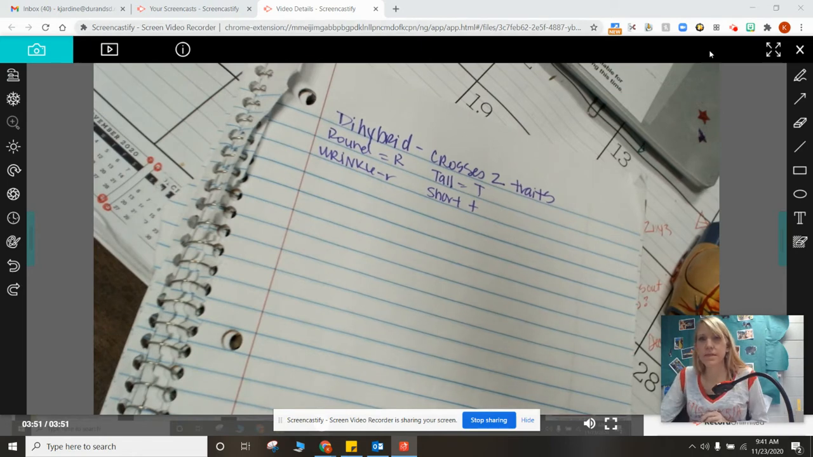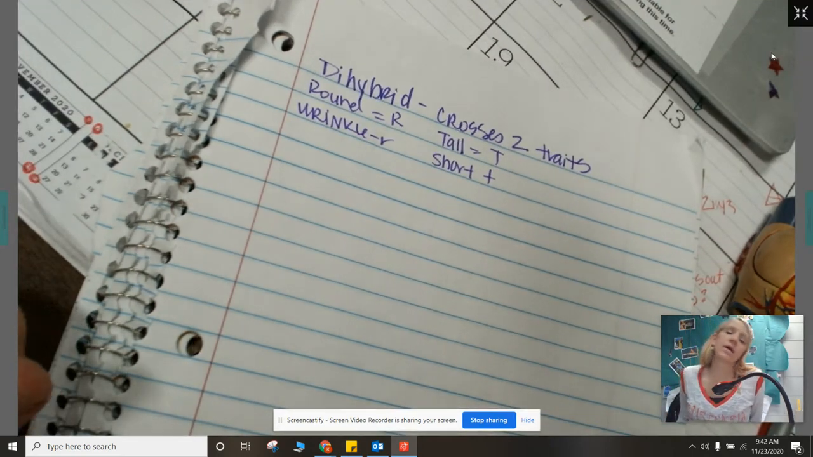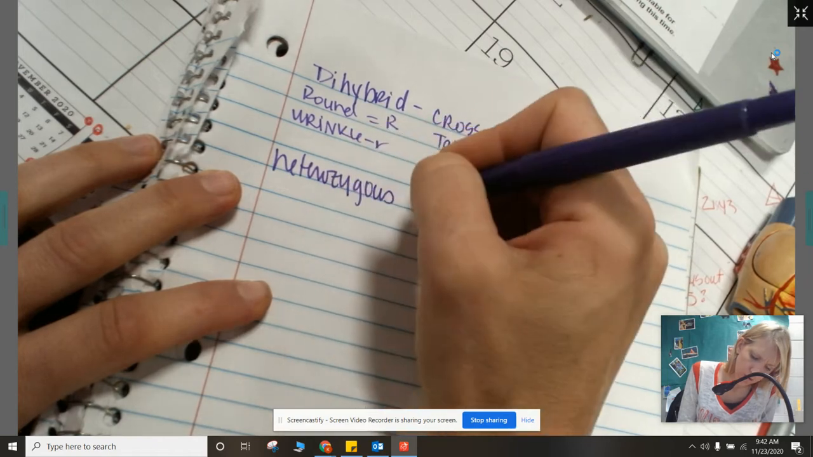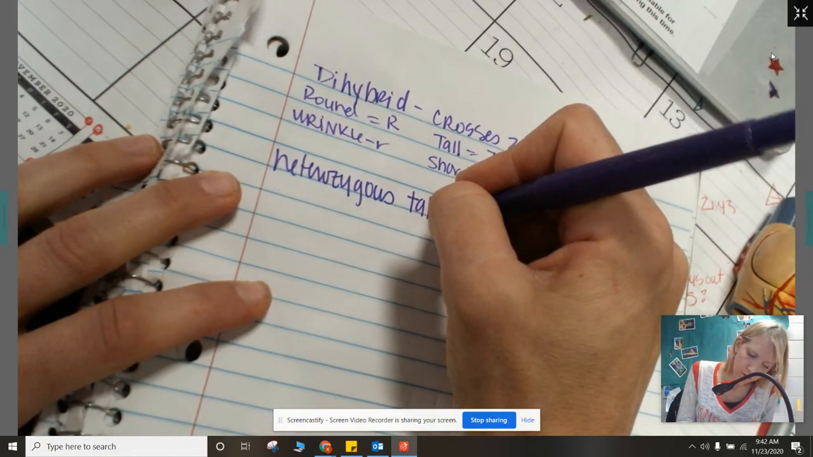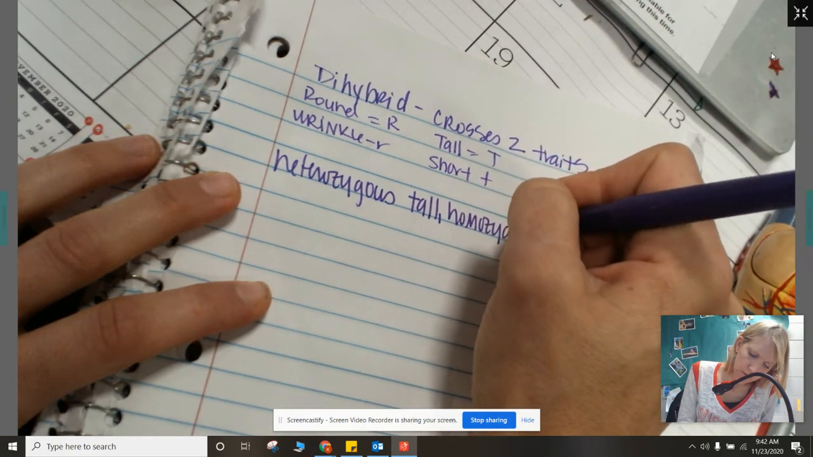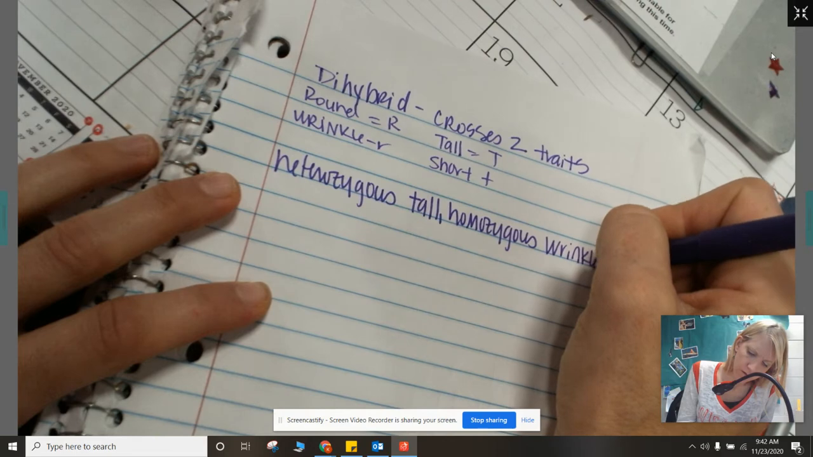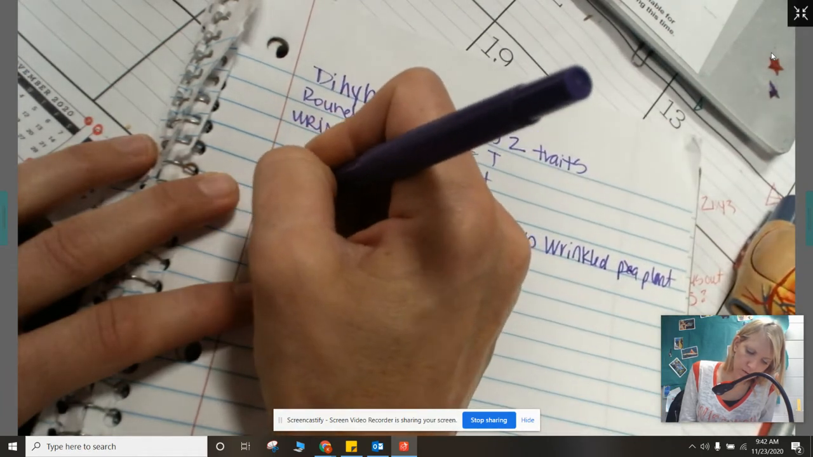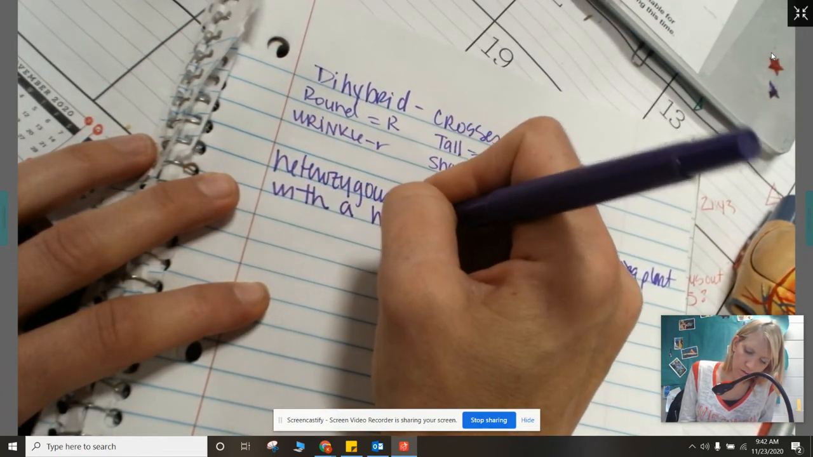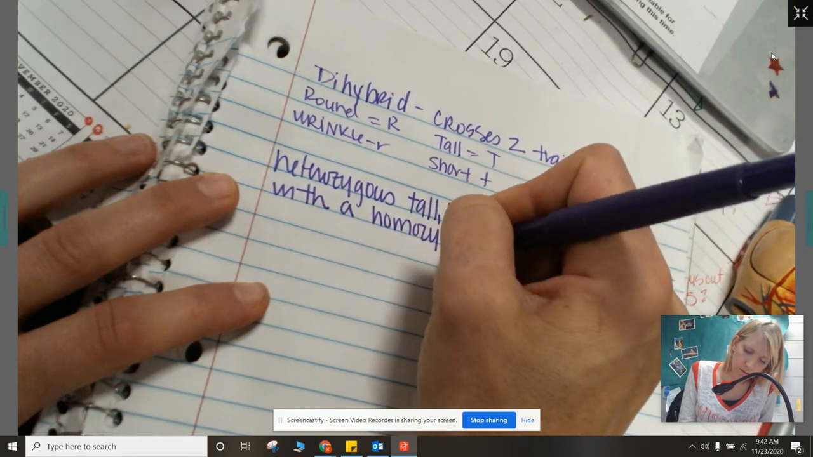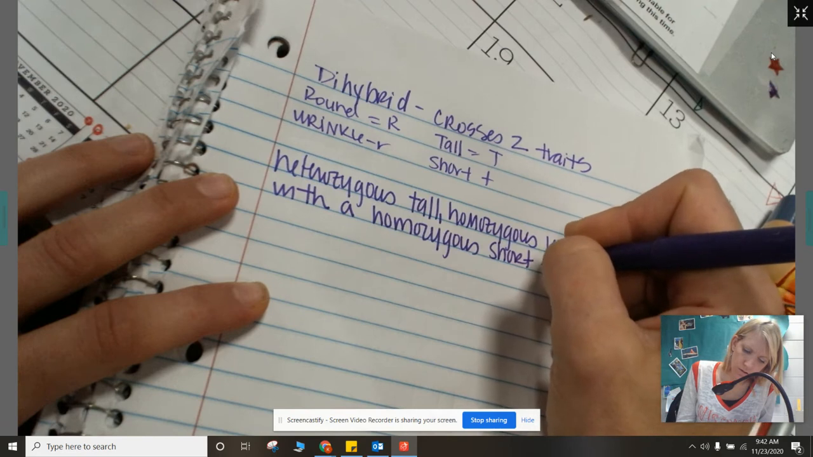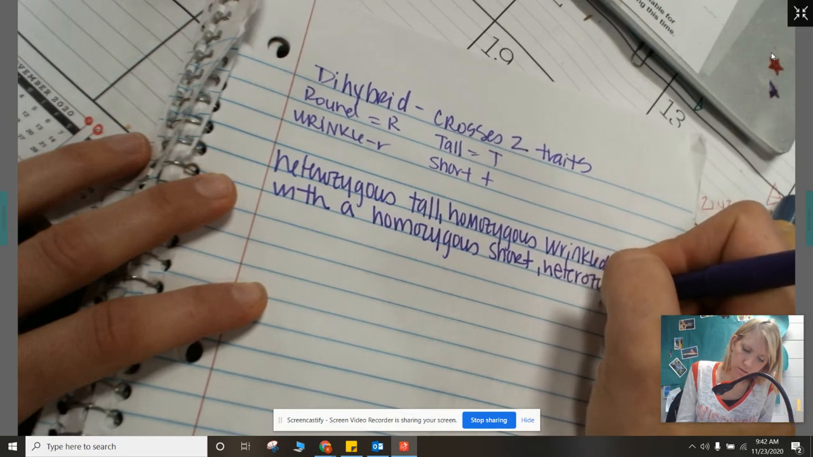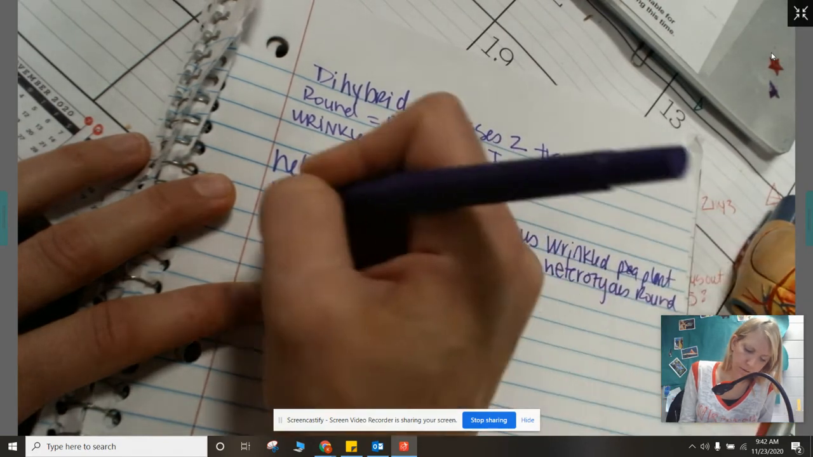So let's do an example here. Say we're crossing a heterozygous tall, homozygous wrinkled pea plant with a homozygous short, heterozygous pea plant.